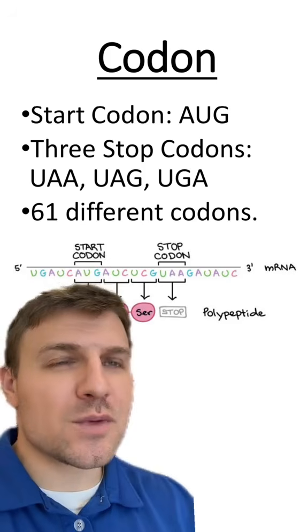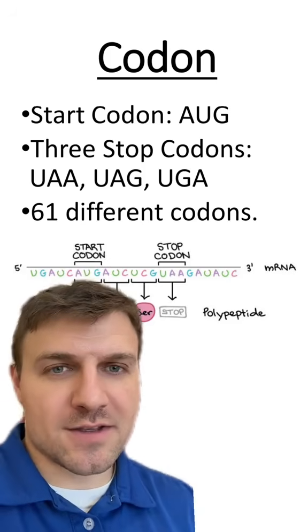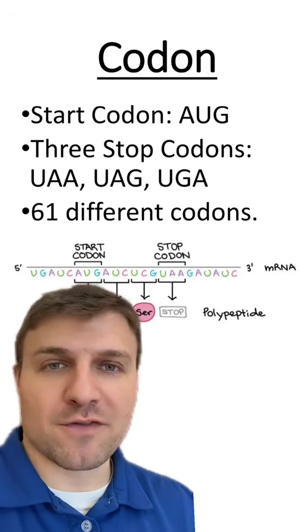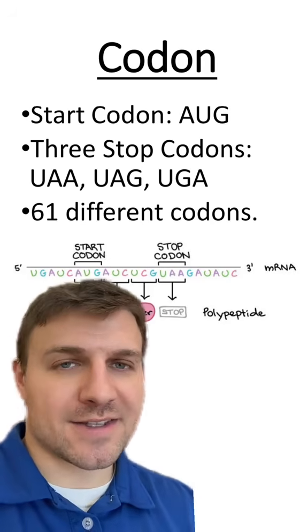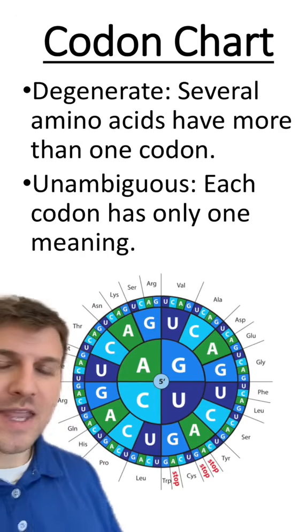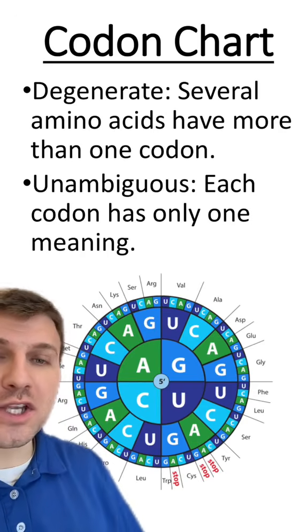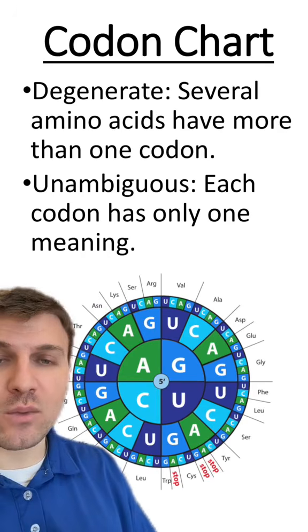Now, there are 61 other different types of codons. And each of these codons, like I mentioned before, will code for a specific amino acid. This is a codon chart. And we use this codon chart to figure out which amino acid is going to be coded by which codon.